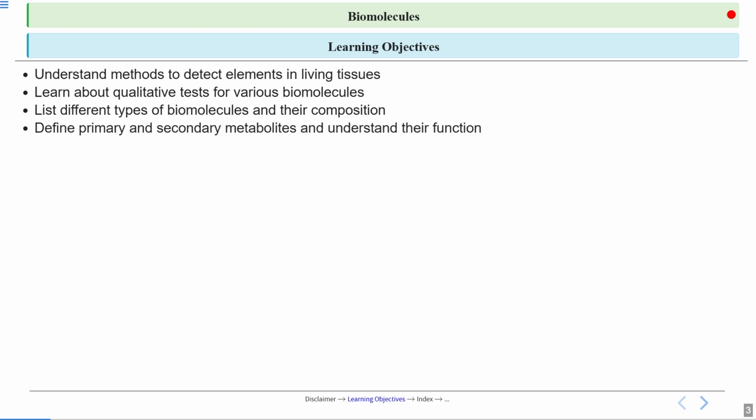Next, we will define primary and secondary metabolites. There are two kinds of metabolites, primary and secondary. We will understand their functions as well, and we'll also differentiate between primary and secondary metabolites.